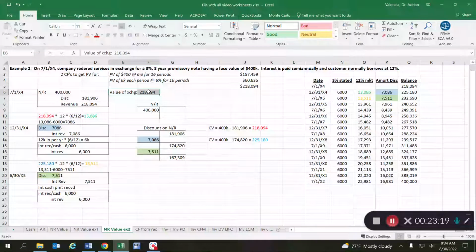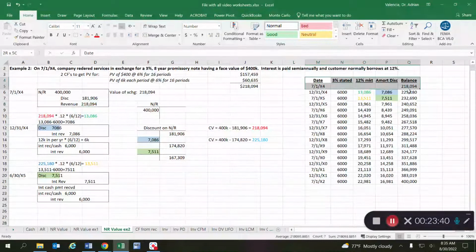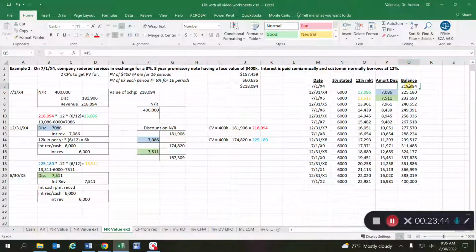So we will record this transaction on this particular date as a notes receivable of 400. This is if you're using the gross method. And then you're going to have a discount that offsets the 400 to be able to recognize the revenue of 218,094. Now, if you'd like, and I think it makes it easier, look at this amortization schedule I prepared right here. Notice how the balance starts at 218,094.